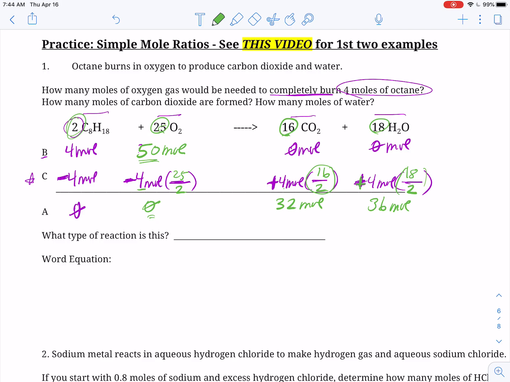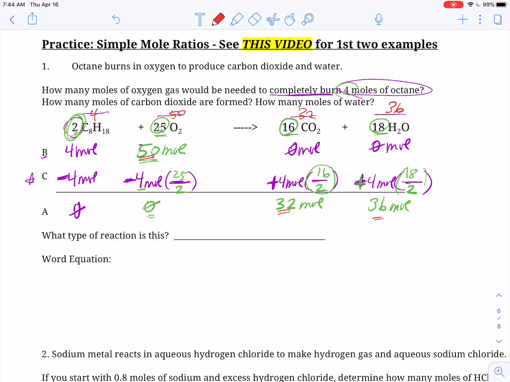Okay? And you always just kind of want to do a little check to see if it makes sense, right? I have the smallest amount of octane. Everything else requires quite a bit more, right? So again, this one was easy because basically I'm just doubling everything, right? So instead of 2, I wanted 4. I want to use purple. Okay, so instead of 2, I wanted 4, which is a doubling. See, 25 has doubled to 50. 16 has doubled to 32. 18 has doubled to 36.